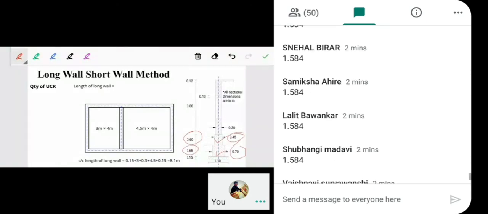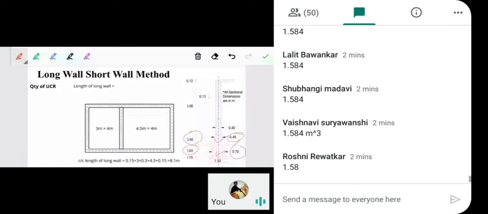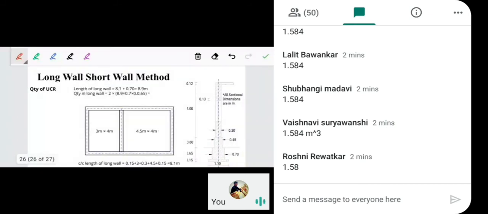So the quantity of the UCR masonry for the first step is 1.58 meter cube. Okay. So the length of the long wall for the UCR masonry will be 8.1 plus 0.7, that is the width of the item. So length of the long wall will be 8.9. So quantity will be 2, that is the number of the long walls, multiplied by 8.9, that is the length of the long wall, multiplied by 0.7, that is the width, multiplied by height of that particular item. That will give us the quantity of the UCR in the first step for the long wall.